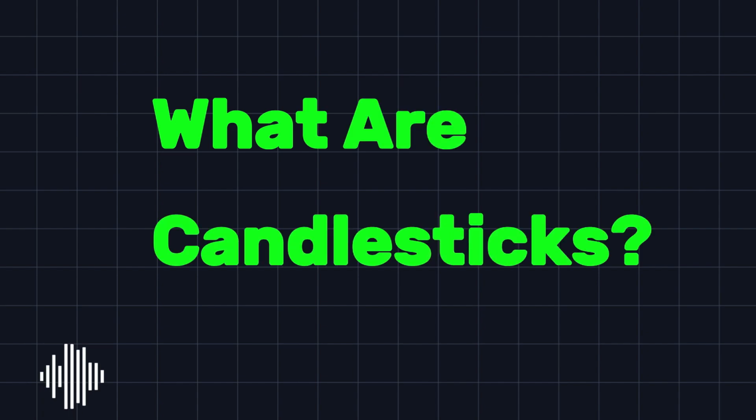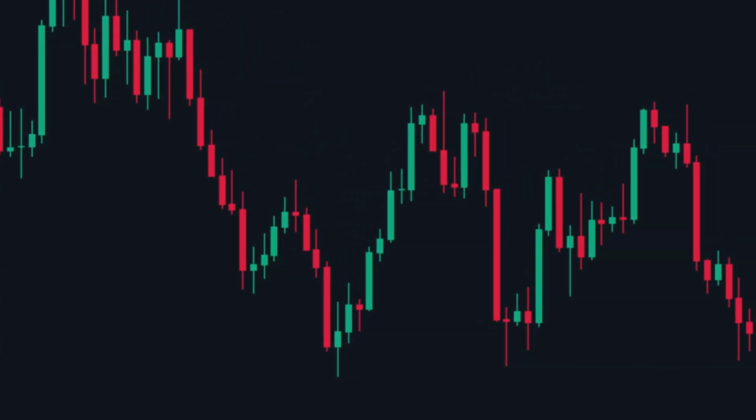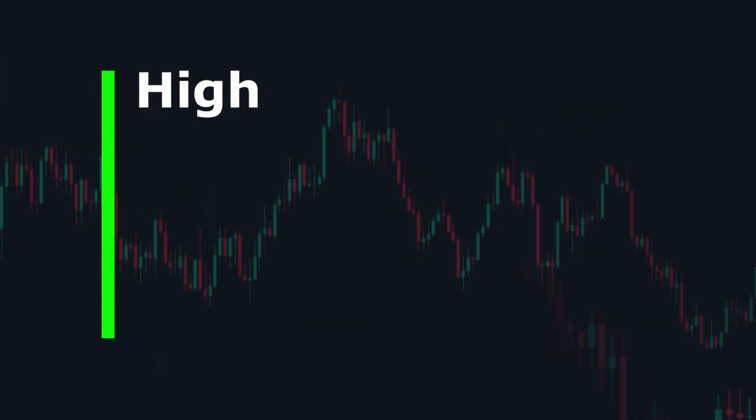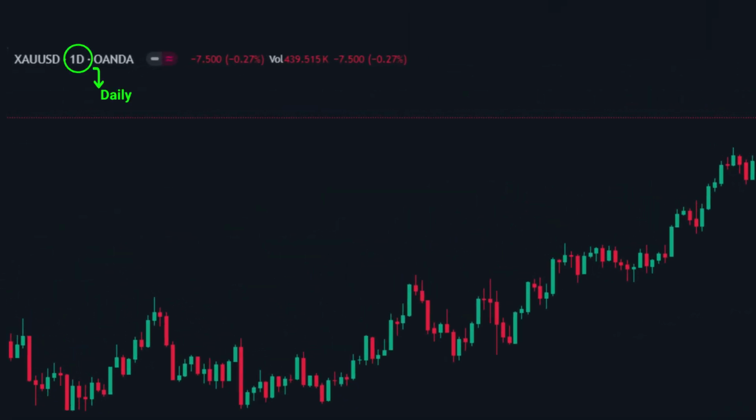What are candlesticks? A candlestick is a style of price chart utilized in technical analysis, showing the high, low, opening, and closing prices of an asset for a specific time frame. For example, on a daily chart, each candle represents one day of trading activity.